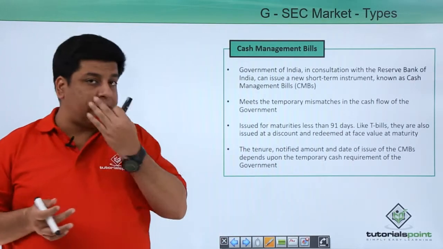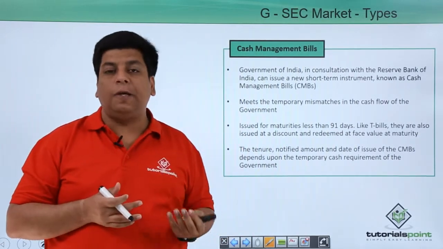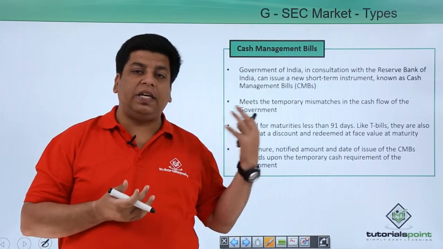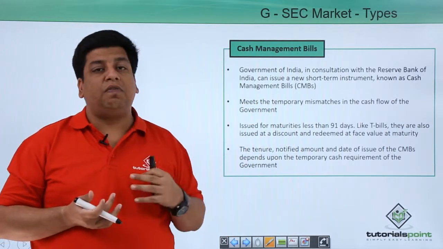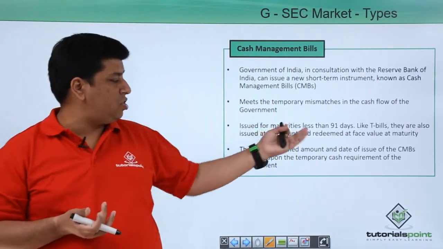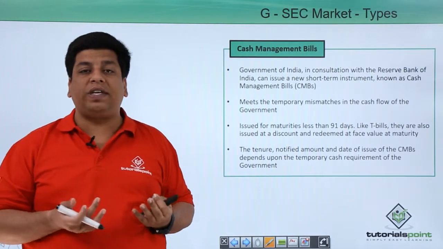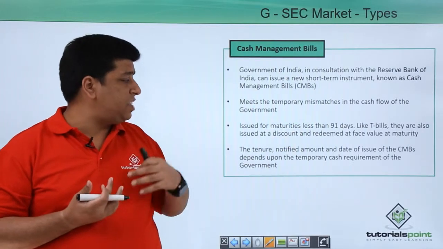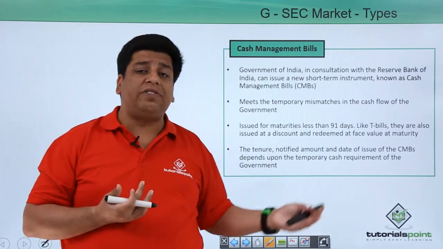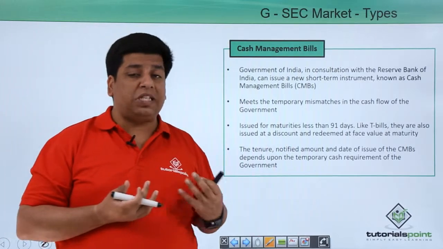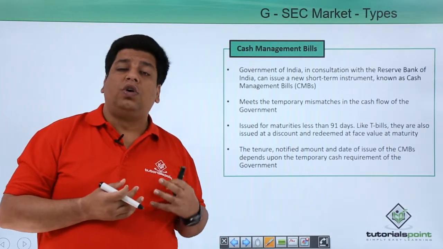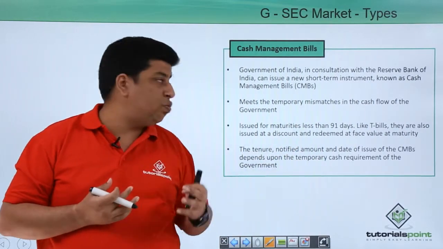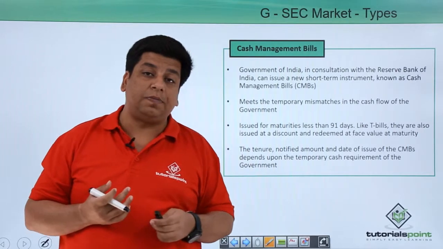The next one is your cash management bill. As we discussed previously, if there is a mismatch in the cash flow of the government, they issue cash management bills, which are again for a shorter duration. The general tenure is 91 days or less. Like T-bills, they are also issued at a discount and redeemed at face value. So this enables the government to meet its temporary cash requirement, which is funded through cash management bills.